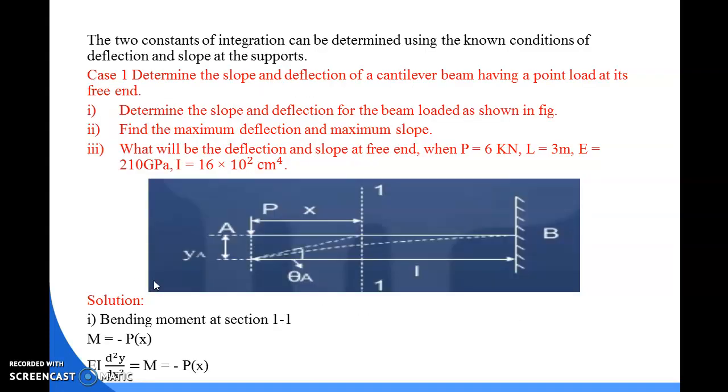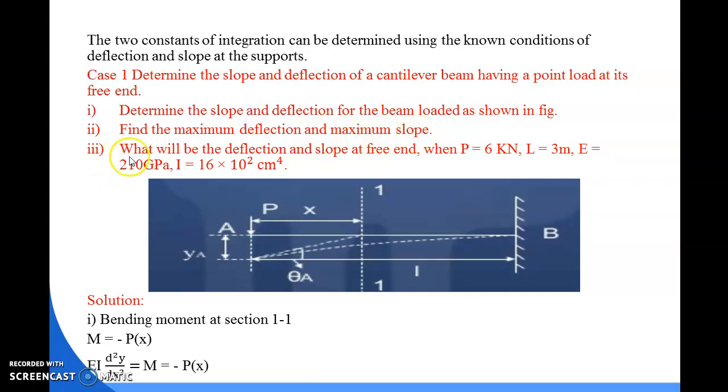So first of all, we need to derive the equation for a cantilever beam with a point load at the free end, and find the derivation of deflection and slope for this beam. We have to determine the slope and deflection for the beam loaded as shown in the figure. Then we have to find the maximum deflection and maximum slope value.